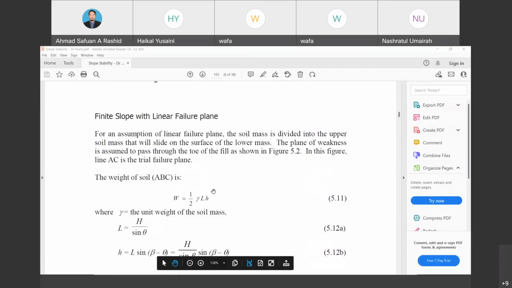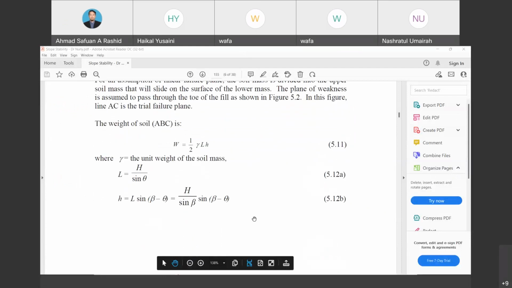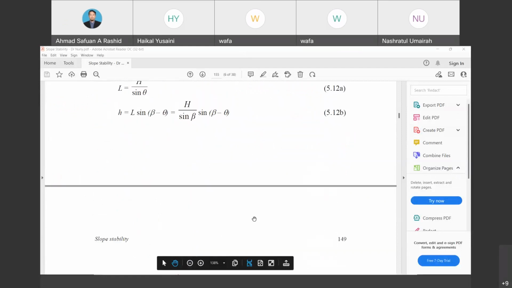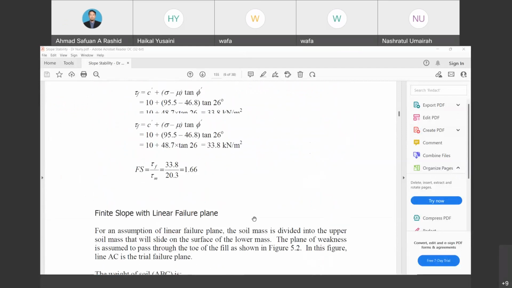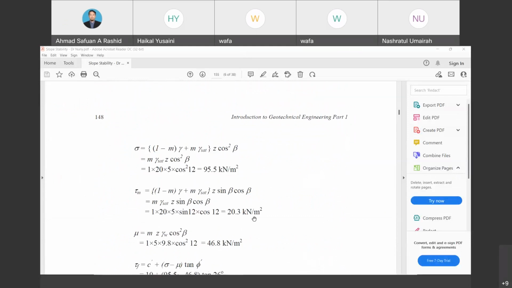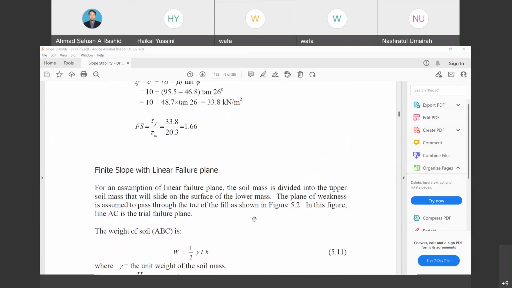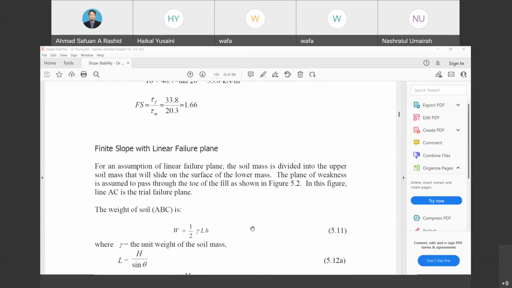Okay. So for this example, you can look at page 148. For the assumption of a linear failure plane, the soil mass is divided into the upper soil mass that will slide on the surface with the lower mass. The plane of weakness is assumed to pass through the toe of the slope as shown in figure 5.2.